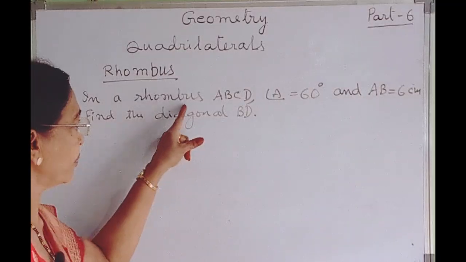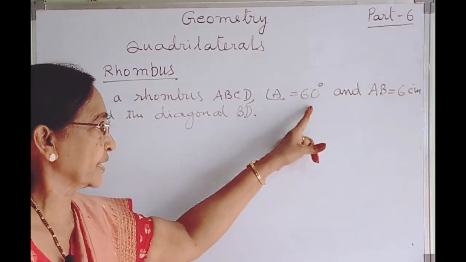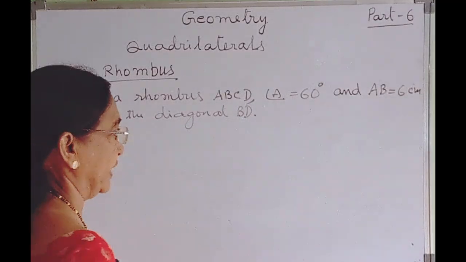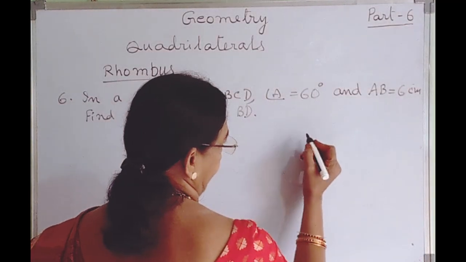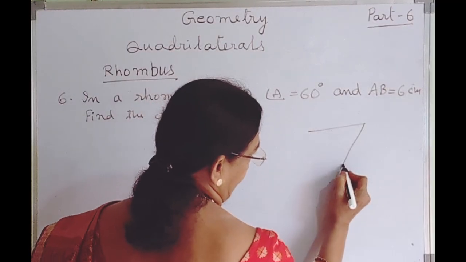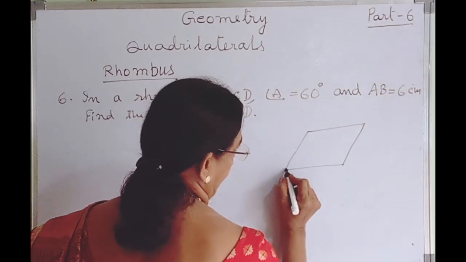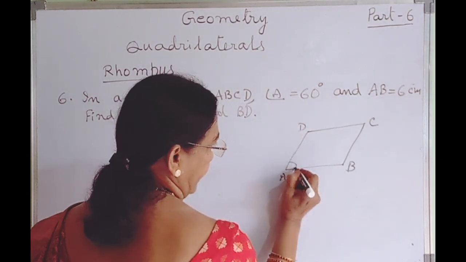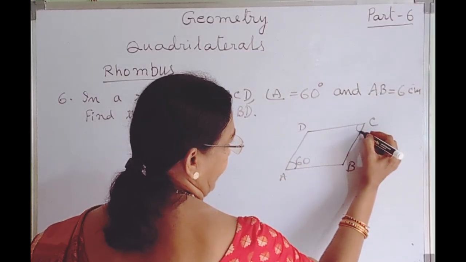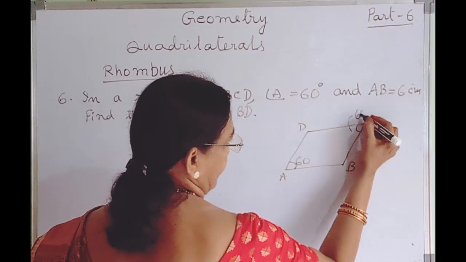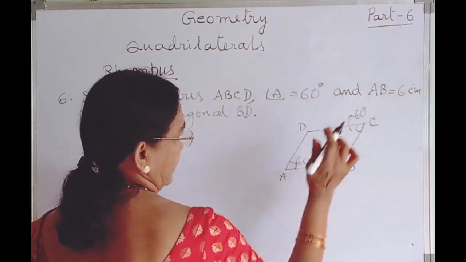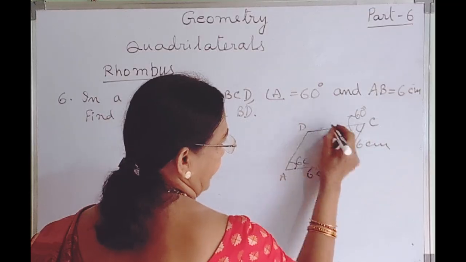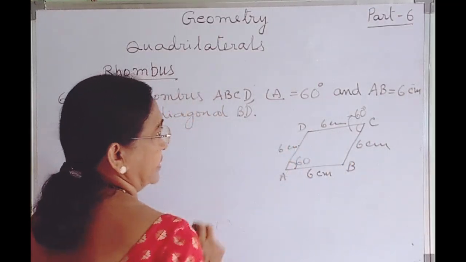Next problem. In a rhombus ABCD, angle A is equal to 60 degrees and AB is equal to 6 centimeters. Find the diagonal BD. Let us draw the rhombus ABCD. Angle A is 60 degrees. Opposite angles are equal. Therefore, this is also 60 degrees. Side AB is 6 centimeters. So, all the sides are equal to 6 centimeters.